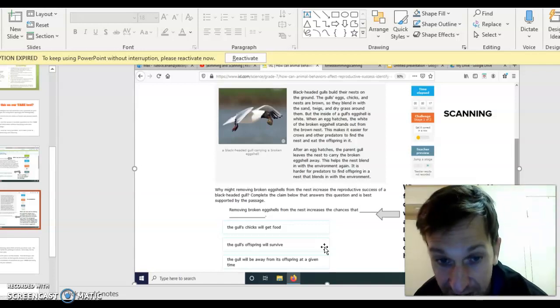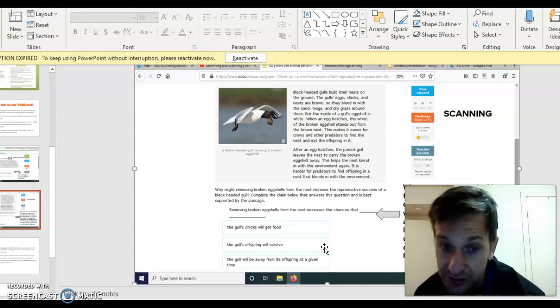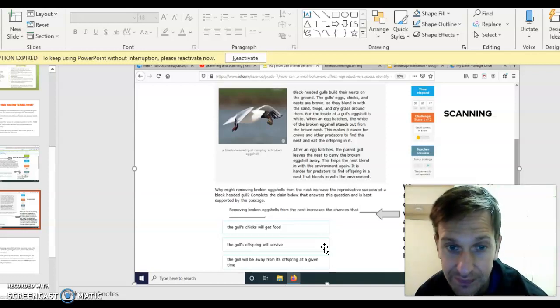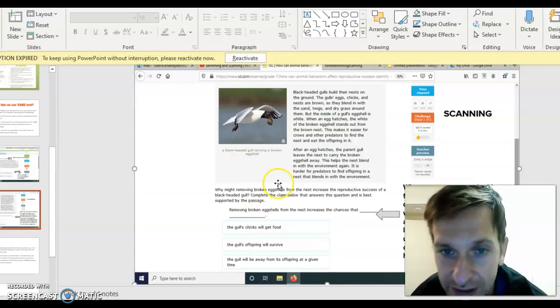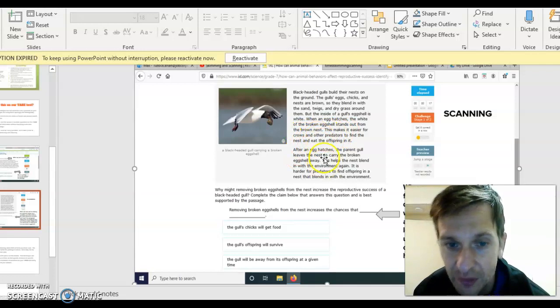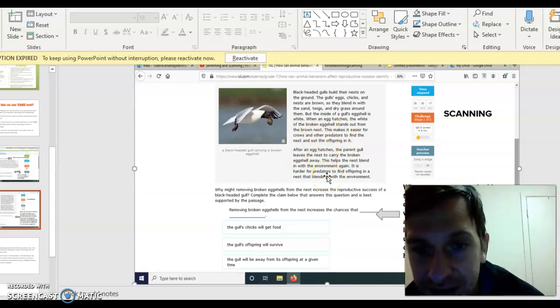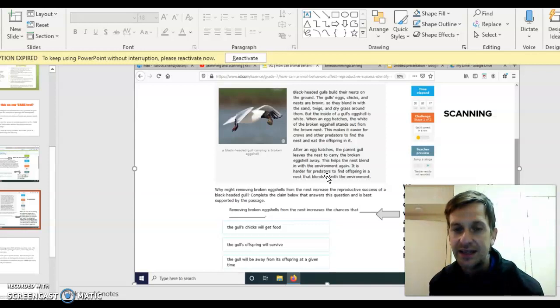It will increase the chance that the gull's chicks will get food, that they'll survive, or that the gull will be away from its offspring at a given time. So what's our answer? We found broken eggshell real quick. So what does it increase the chance? It makes it easier for other predators to find the nest and eat the offspring in it. So our answer is going to be the gull will be away from the offspring at a given time, right? Not that it survived because the predator is going to eat it, not that the chick will get food.